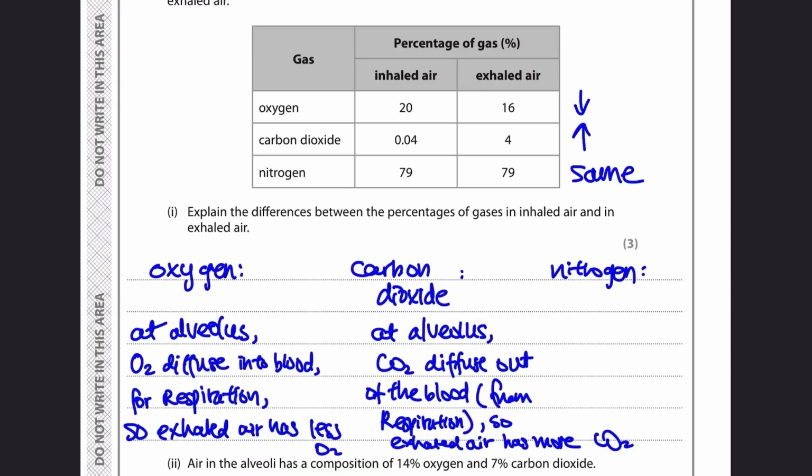And then what happens to nitrogen? Stays the same. So say that. Stays the same, because there's no reaction taking place, right? It's just breathe in and breathe out. So no reaction. So the key words here, guys, are respiration and diffusion and alveolus.